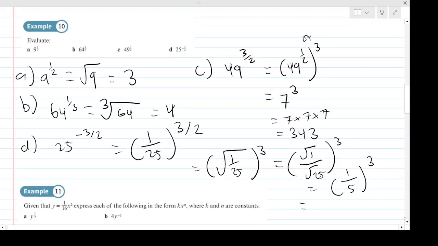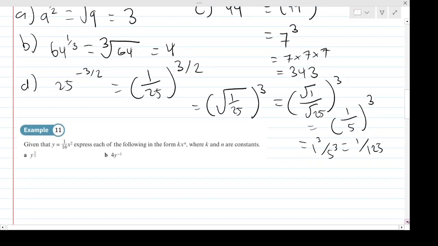And so again, when we cube a fraction, you cube each number individually as well. So 1 cubed over 5 cubed, that's going to be 1, and then 5 cubed is 125. And that will be your answer. Okay, so part D is a really good question that tests and brings everything together in one. And that's the process you want to follow.